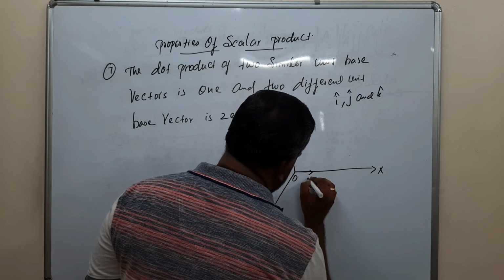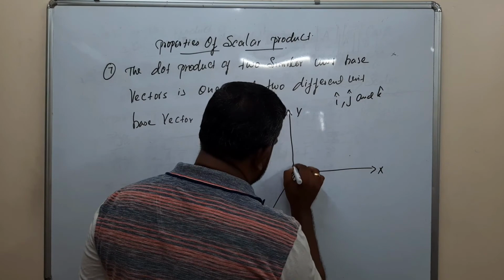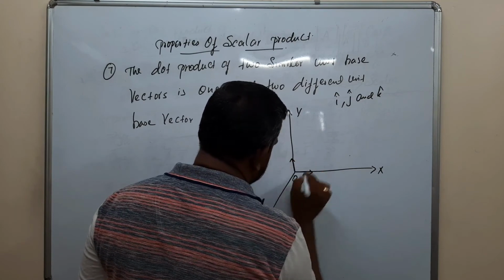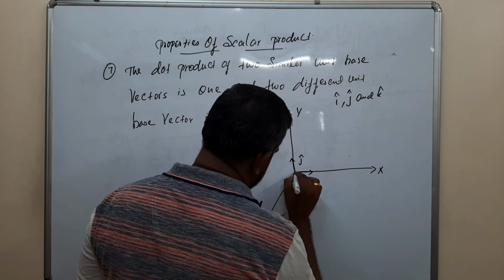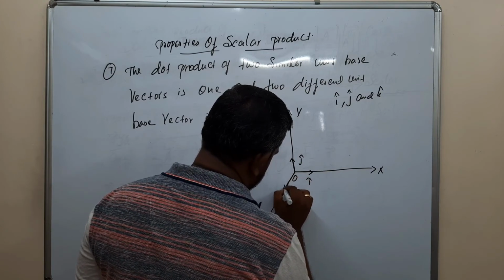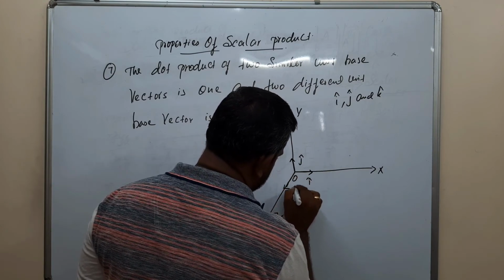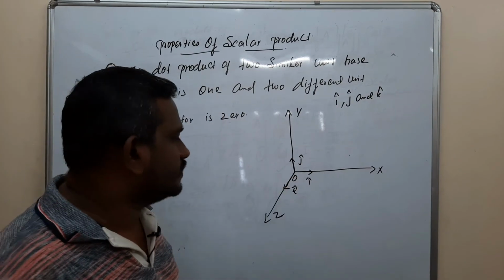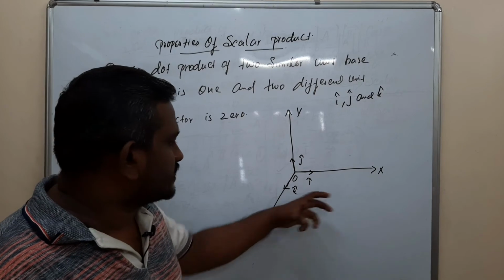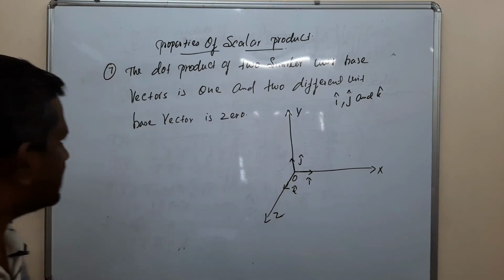So this is i cap. This is j cap. This is k cap. So these are the unit vectors, unit vectors along the x-axis, y-axis, and z-axis.